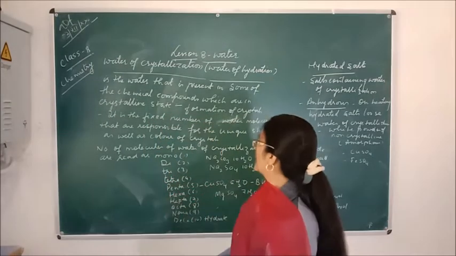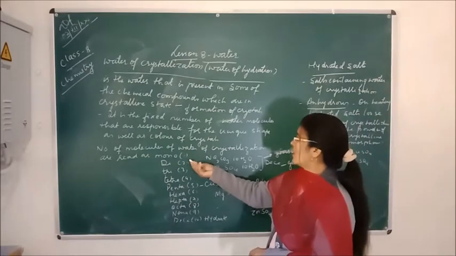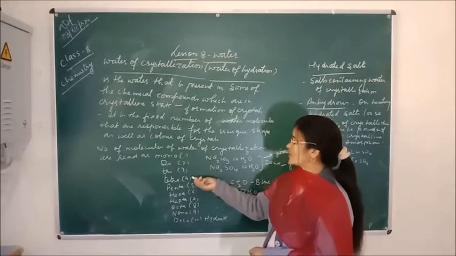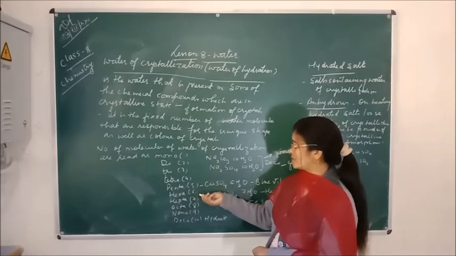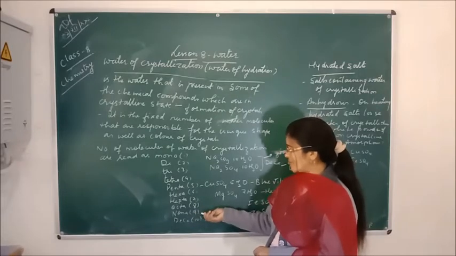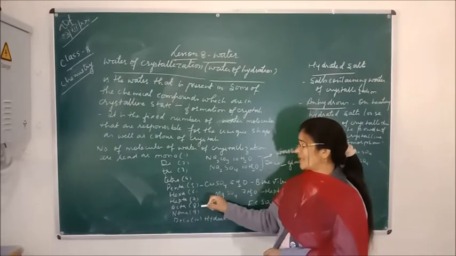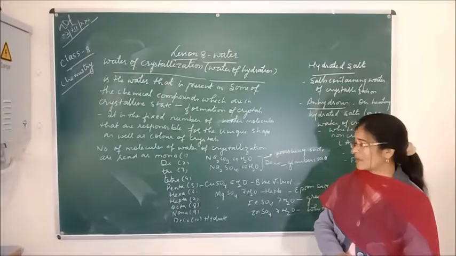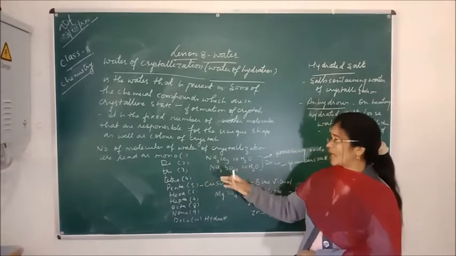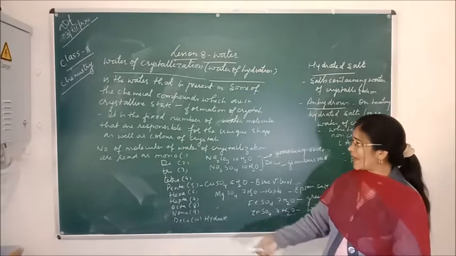They are termed as, or read as, mono, which means they have one water of crystallization. Di means two, they have two molecules of water. Tri means three, tetra means four, penta means five, hexa means six, hepta means 7, octa means 8, nona means 9, and deca means 10. So these are the number of water molecules which are present in the chemical compounds which show water of crystallization. And according to that, they are named as mono, di, tri, tetra, and so on, according to the number of water molecules. Means these are the hydrates.